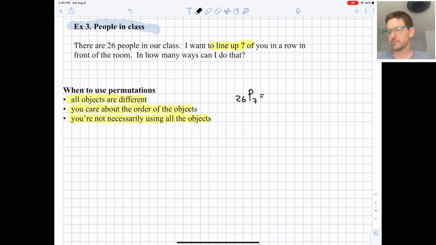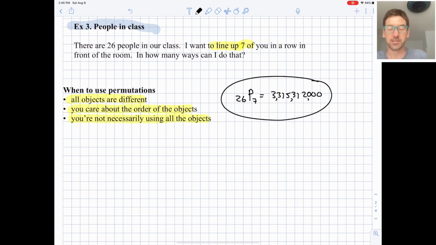Okay, and that ends up being another big number. So we can throw in our commas right there, and in that case we have about 3 billion ways of arranging those 7 people out of the 26 in a row.